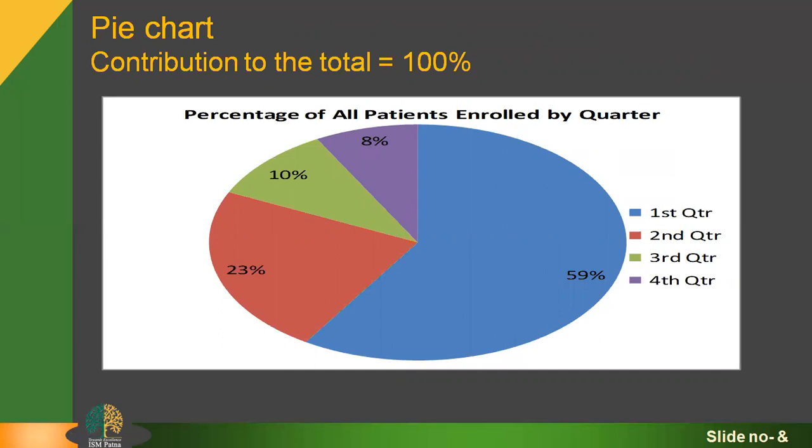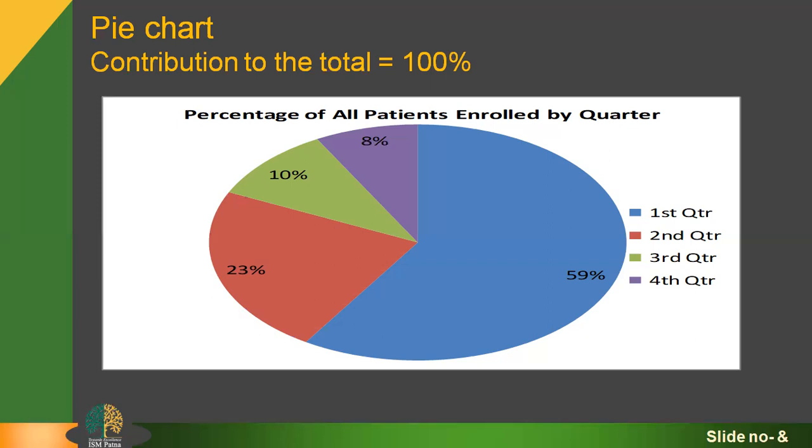So suppose you have a dimension like first to fourth quarters. What is the distribution of sale percentage? Or for example, here, what is the percentage of patients enrolled by quarter? What is the percentage of patients in the first quarter, in the second quarter, in the third quarter, and the fourth quarter? Altogether, it should be 100%. So the pie chart in that case is a very beautiful tool for presenting the ratio of different parameters or variables.